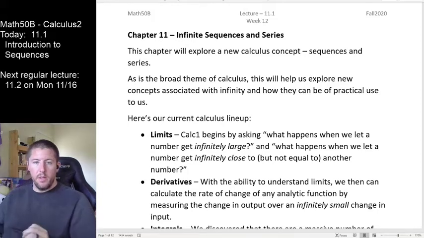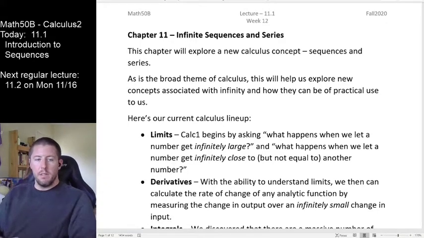We are here in week 12. We're going to start chapter 11 this week as our second part to the week here. So we're going to go ahead and start today with section 11.1.